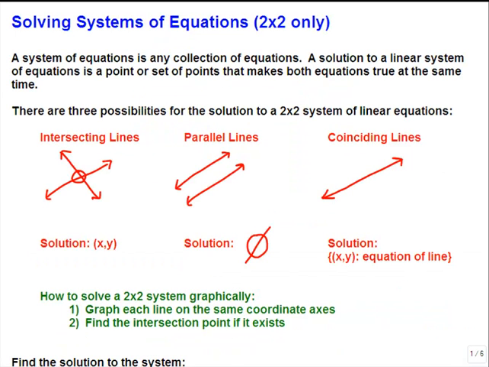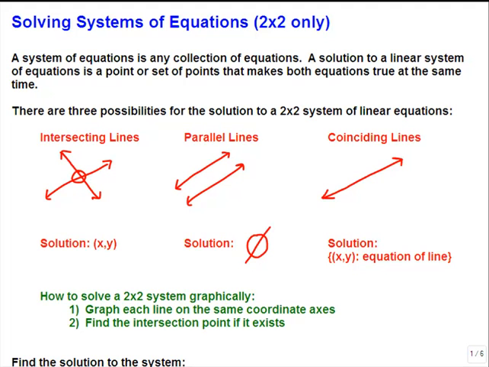Welcome to the lecture on solving systems of equations, focusing on 2x2 systems only. First of all, a system of equations is any collection of equations. A solution to a linear system of equations is a point or set of points that makes both equations true at the same time. So we're going to take a look at 2x2 systems of linear equations, which means two lines, and I want you to think about the possibilities of what could happen if you were to graph two lines on the same graph.